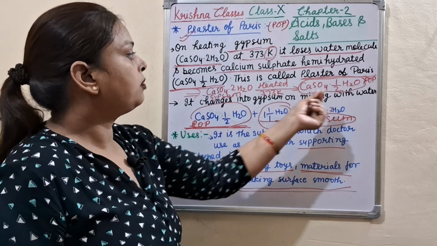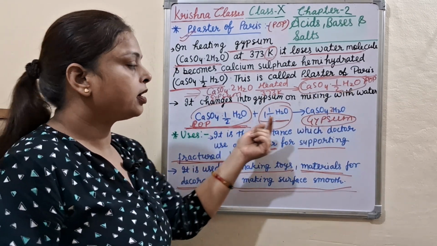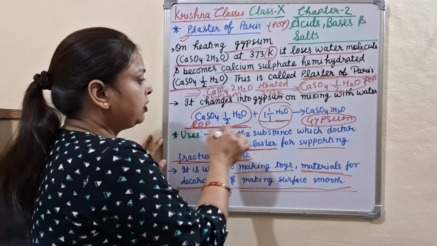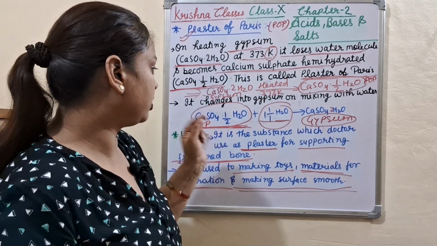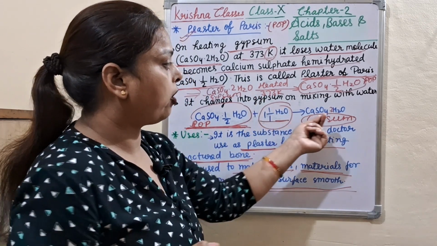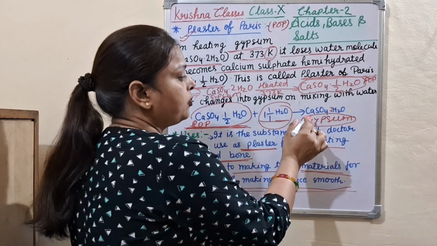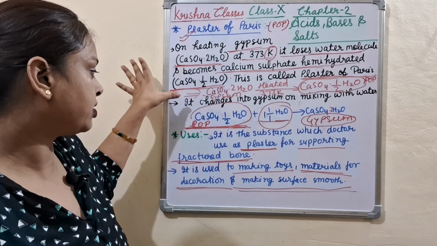Okay, when POP is again mixed with water, then it is converted into gypsum. Let's see the reaction. CaSO4·½H2O, that is called the POP, reacts with 1.5 H2O and forms gypsum again. The formula of gypsum is CaSO4·2H2O. So this is the plaster of Paris.